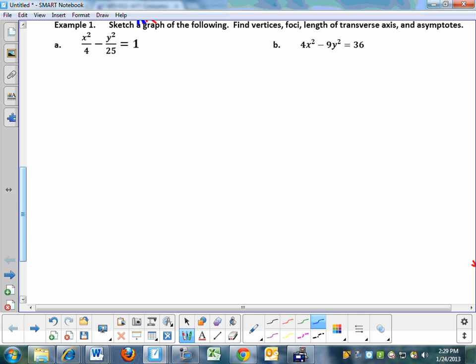All right. Okay, next one's going to go quick because now you guys know how to do it. Only this one is not solved equal to 1. What do I do? Divide by 36. You are so smart. Super smart. X squared over 9 minus y squared over 4 equals 1.